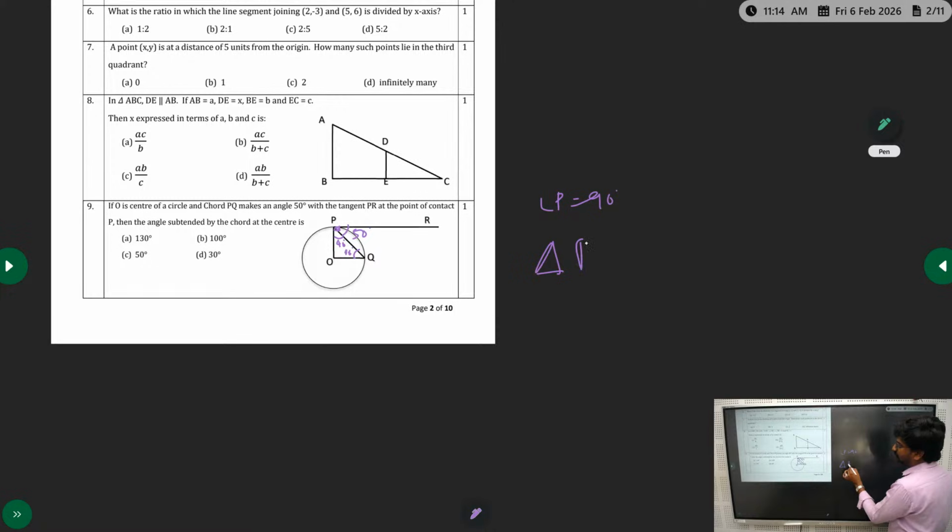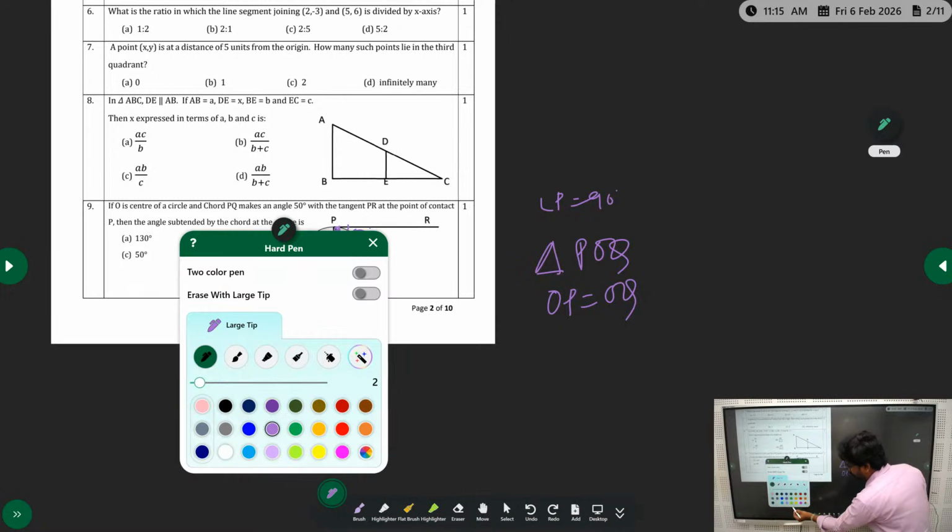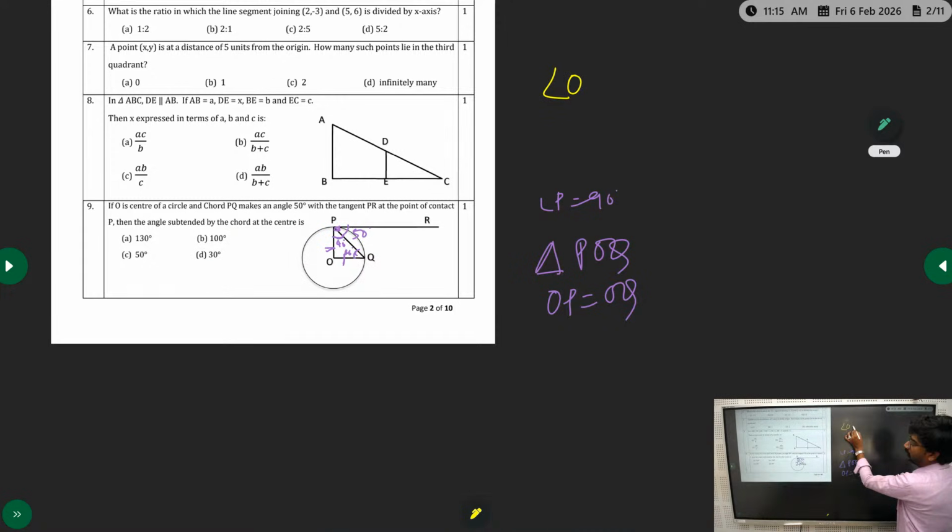Triangle POQ is there, no? OP is equal to OQ actually. These two are radii of the circle. Angles opposite to equal sides of a triangle, which theorem is this? Isosceles triangle theorem, theorem 7.3, class 9. These sides are equal, so the opposite angles should be equal. Now what is 40 plus 40? Then angle O is equal to 180 minus 80. How much is it? 100 degrees.